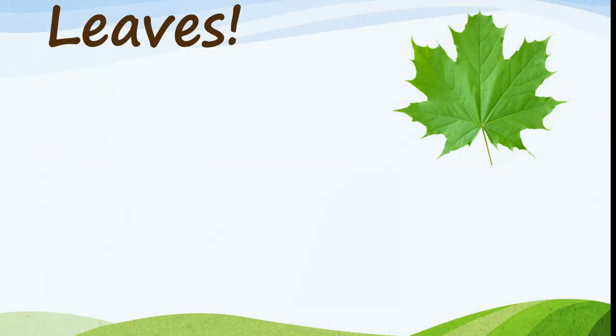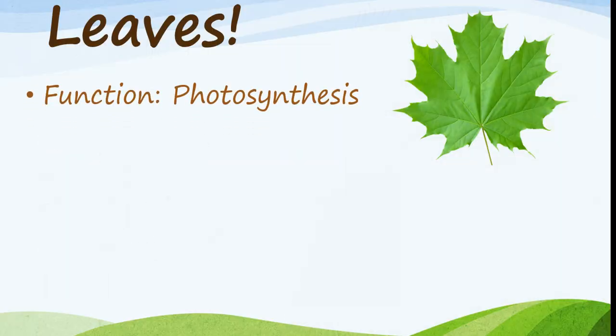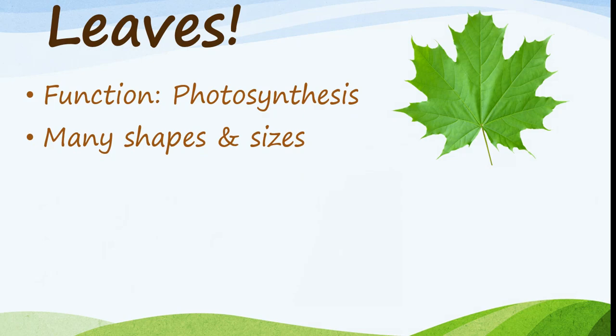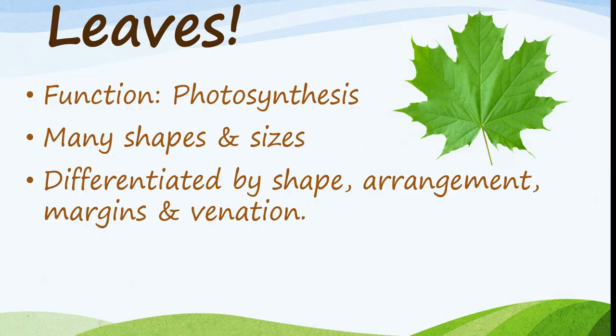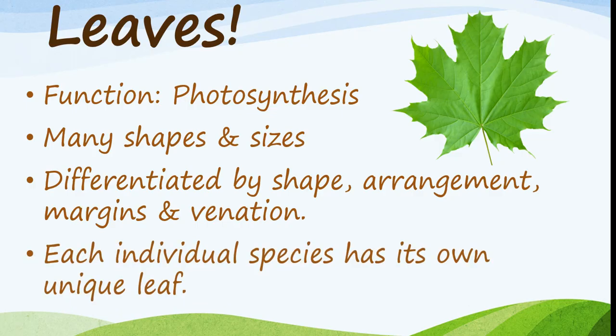All right, let's take a closer look at leaves. I really like looking at leaves. They, of course, are responsible for the photosynthesis in a plant. There are many shapes and many sizes, but they are all green. They're differentiated by their shape, their arrangement, their margins, something called venation. Those are the veins in there. And each individual species of plant has its own unique leaf. Therefore, botanists can take a look at a leaf and tell you what plant it came from. Most of them can. You know, so for instance, this one here, I think it's a maple leaf, probably.